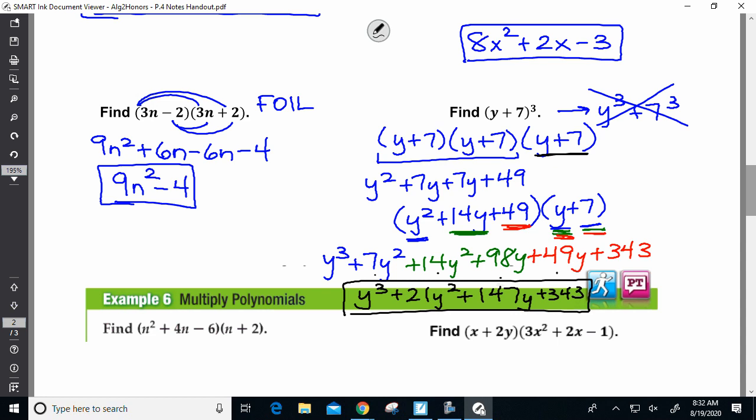So the third one, you really only want to multiply things two at a time. Since we didn't touch the third one, we just brought it down so that we can deal with it when we finish.